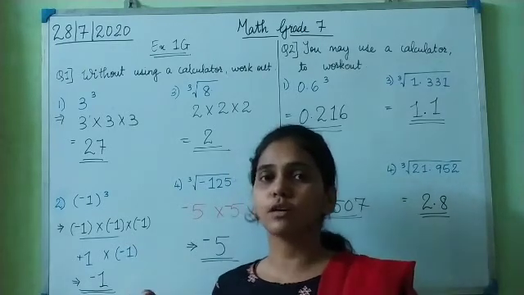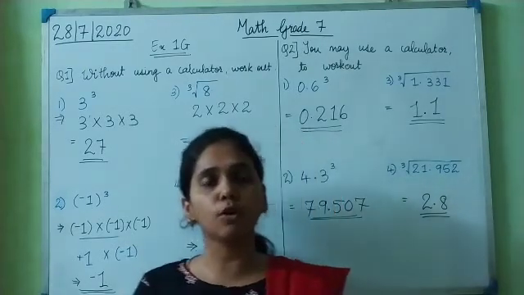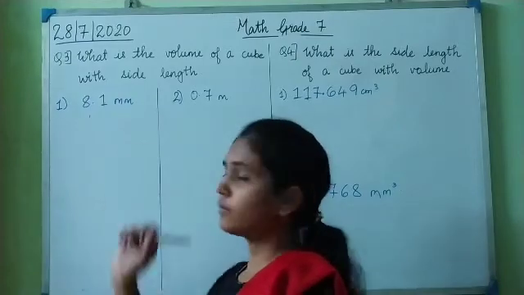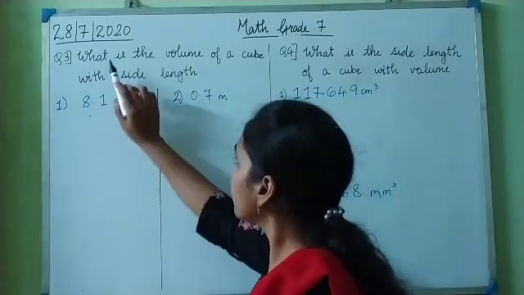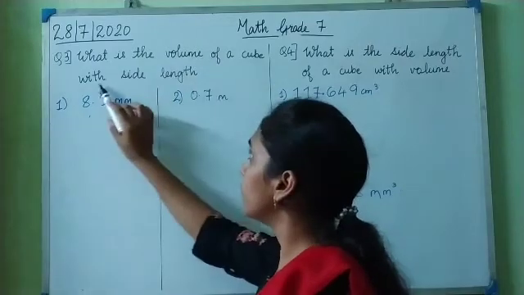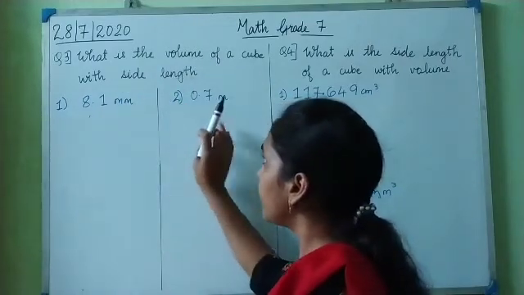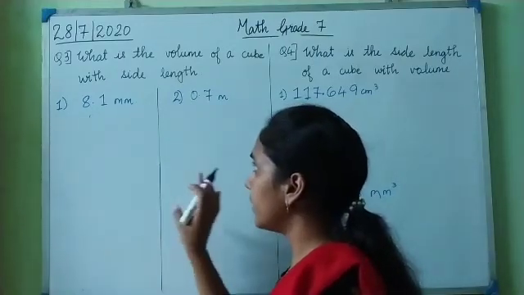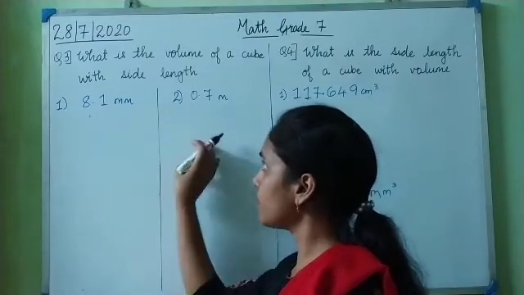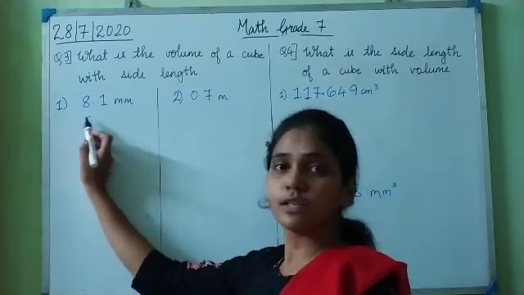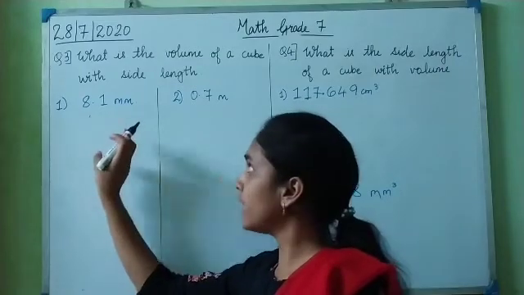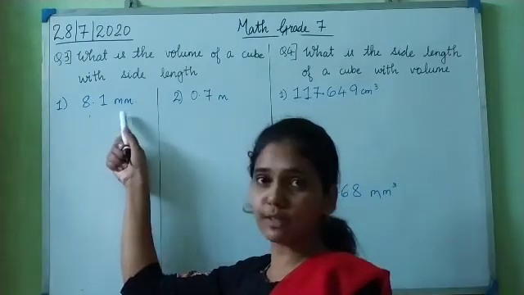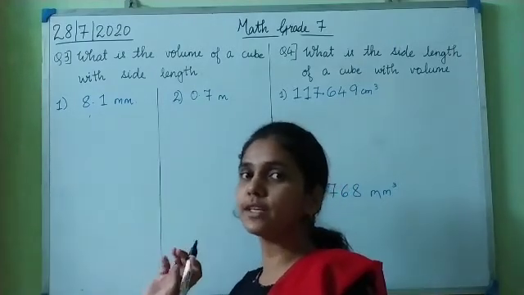Now we will solve the examples based on how to find the volume of a cube and how to find the side length of a cube. Now we go to question number 3. Question number 3 is, what is the volume of a cube with side length 8.1 millimeter and the second is 0.7 millimeter. So in the sums which are given, they have given us the side length of the cube, and we have to find the volume of that cube. The first one is 8.1 millimeter. The side length is 8.1 millimeter and we have to find its volume.